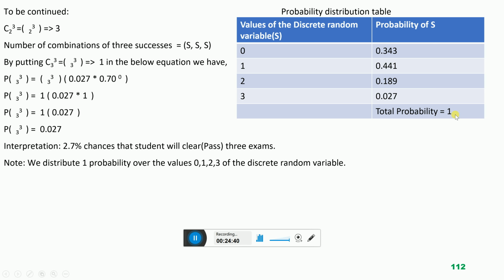So the binomial discrete probability distribution function divides one probability over the 4 values of the random variable. This is the definition of the discrete probability distribution function. So there is a 34.3% chance that 0 exams are passed, 44.1% chance that 1 exam is passed, 18.9% chance that 2 exams are passed, and 2.7% chance that all 3 exams are cleared or passed.